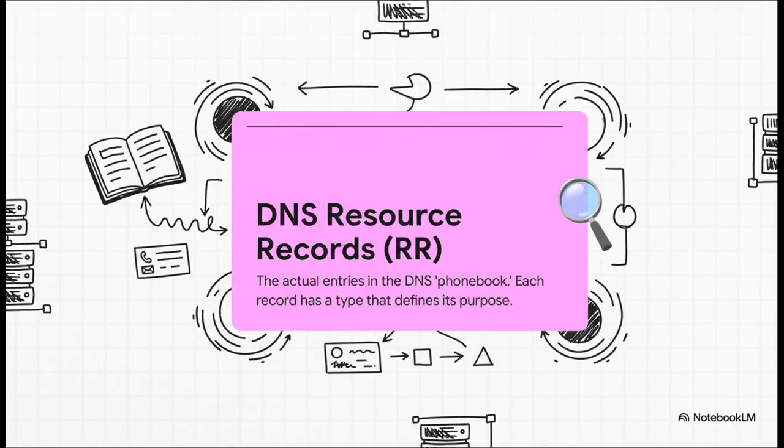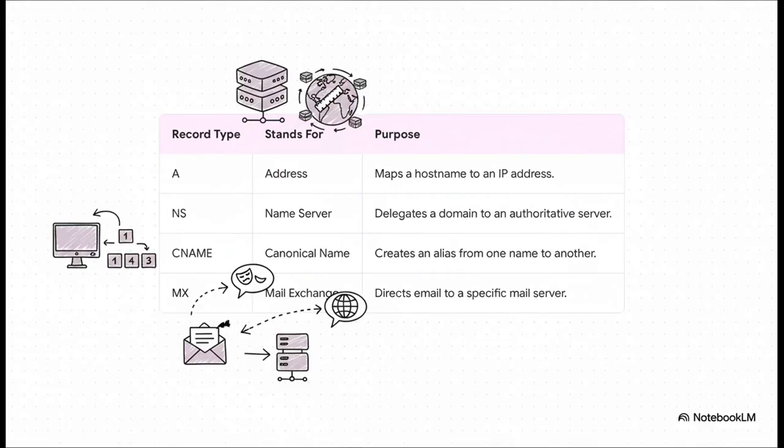So what do these entries in the phone book actually look like? They're called resource records. You can think of them as the individual lines in a contact list. And just like a contact can have a work number, a cell number, and an email, these records have different types for different kinds of information. Let's just run through the big ones real quick. The A record, for address, that's the one we've been hunting for. It connects a name to an IP address.